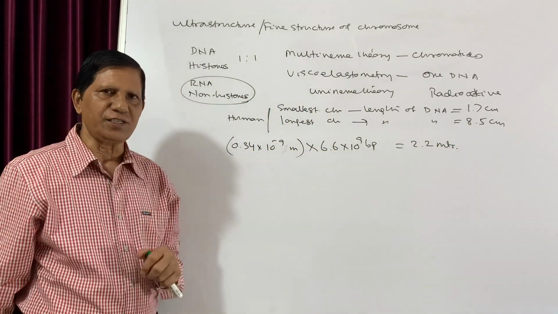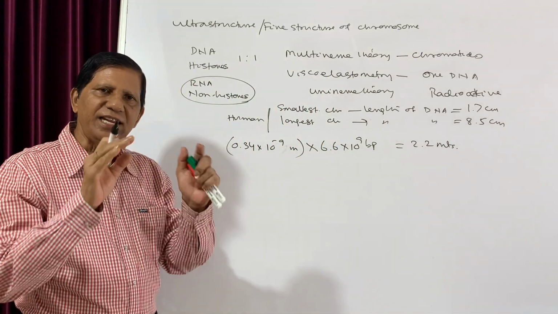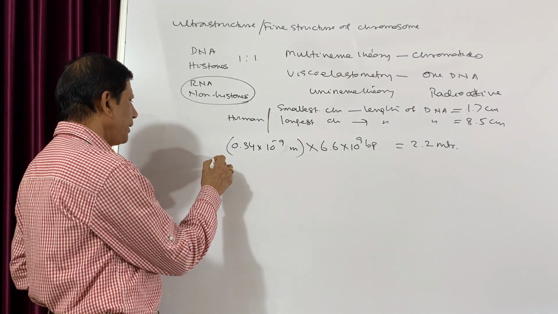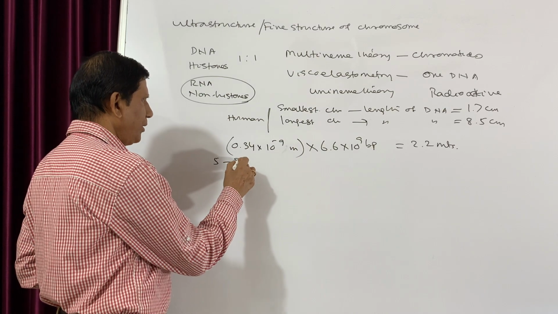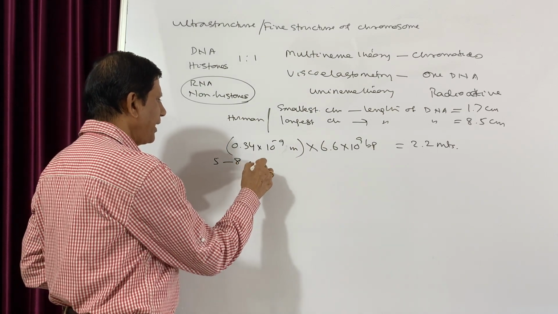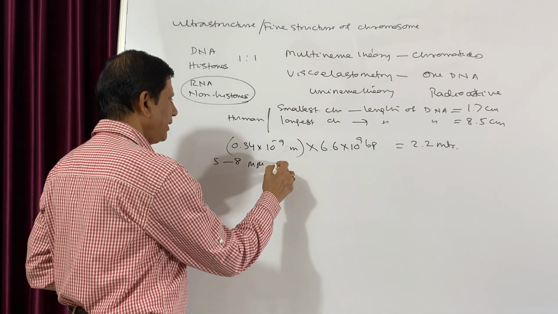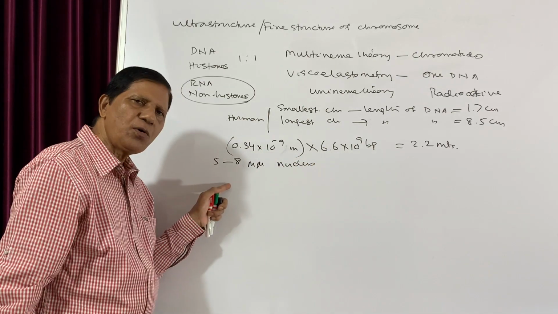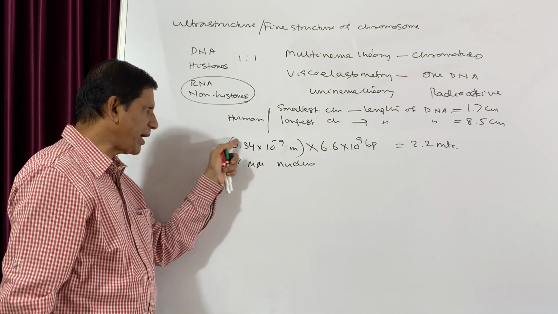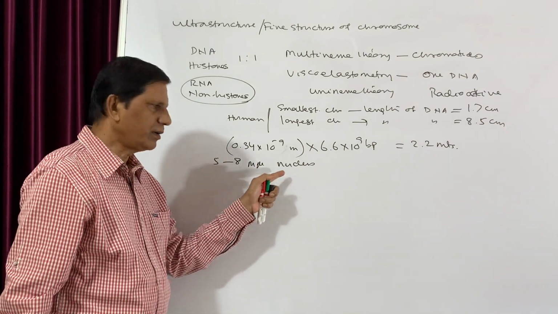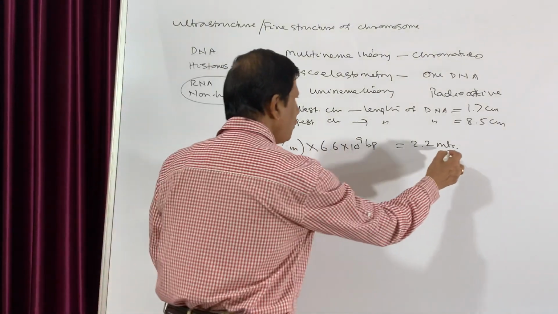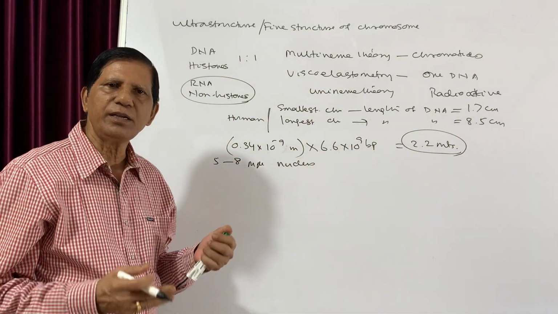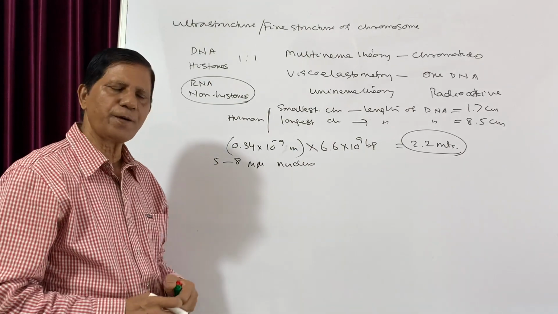Now the question is, the size of the nucleus in a human cell varies between 5 to 8 micrometer. So how, within a 5 to 8 micrometer nucleus, will this 2.2 meters of DNA of the human being be stored?